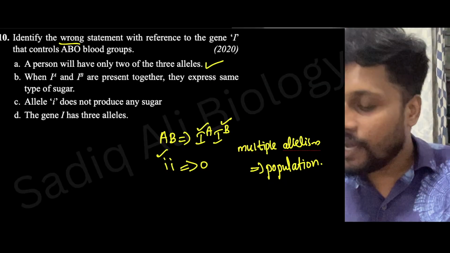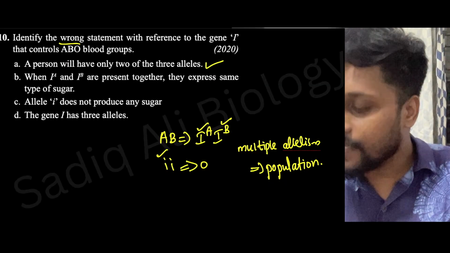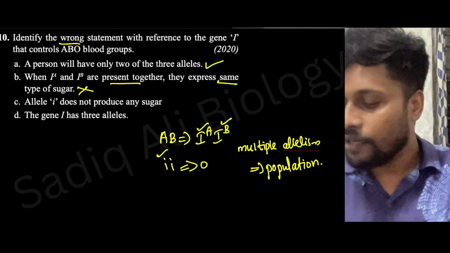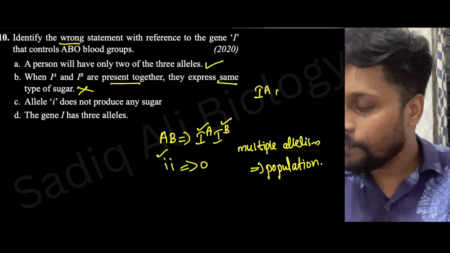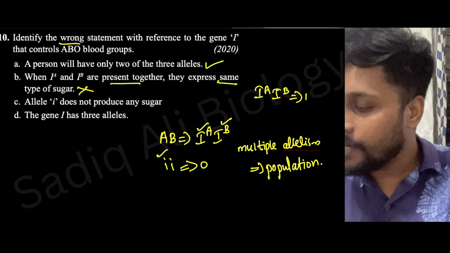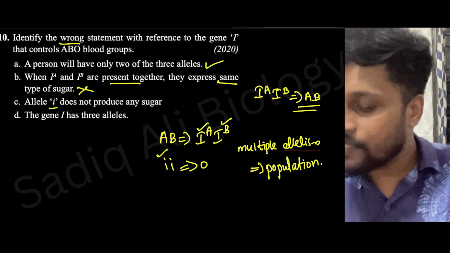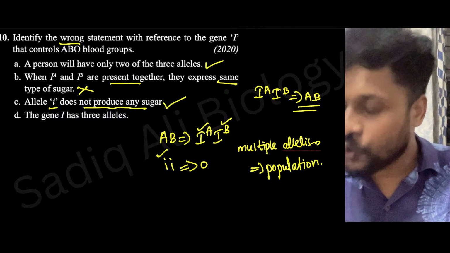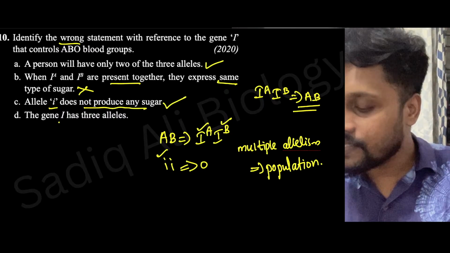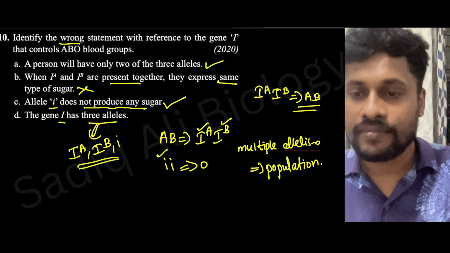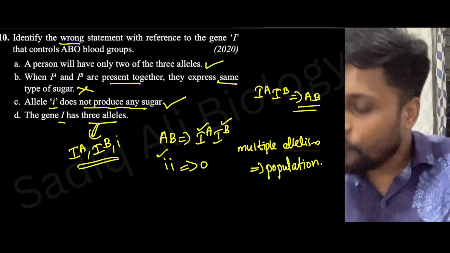Yes. When IA and IB are present together, they express the same type of sugar, which is incorrect. If I take IA, IB, I will get AB blood group, not the same type. Allele I does not produce any sugar. True. Gene I has 3 alleles, which is true, because there will be 3 alleles: IA, IB, and small I. Right? No, B is not correct.